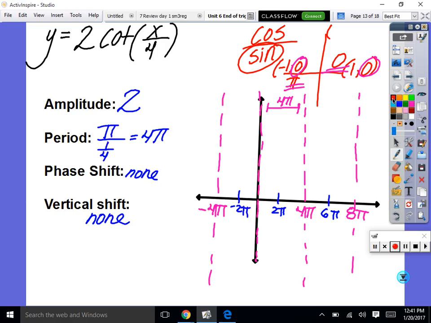Now the only difference is, our amplitude's 2, equal negative 2, and now the only difference is cotangent is decreasing. So in between will be our zeros, and then it's decreasing. So over here up to our amplitude, over here down our amplitude. There wasn't a shift left or right, right?